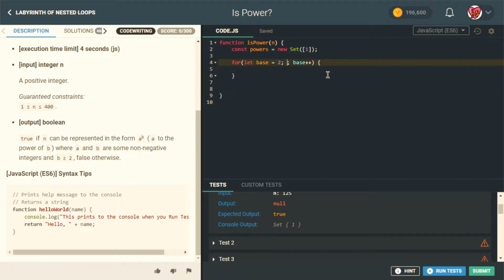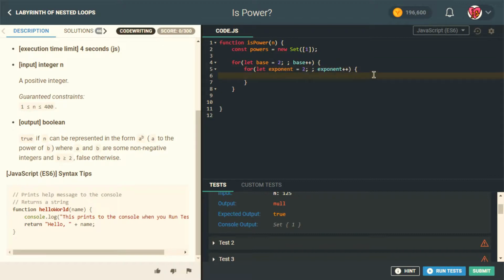What I want to do is increment the base. So the base is going to start at 2. Why not 1? I'll show you, because I'm also going to increment the exponent. Hold on a minute, I'm just realizing something. I'm glad they specified where b is greater than or equal to 2, because otherwise everything's a power to the power 1, right? Okay, cool. So let exponent be 2. We're going to have another condition in there and then exponent plus plus.